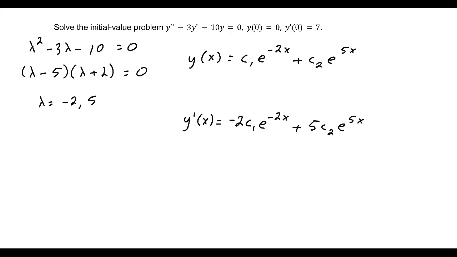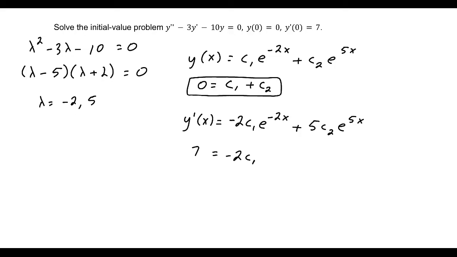Now, for y of x, we know that y of 0 equals 0, which gives us this equation: 0 equals c sub 1 plus c sub 2. And for y prime of 0 equals 7, evaluating that, we see 7 equals negative 2 times c sub 1 plus 5 times c sub 2.